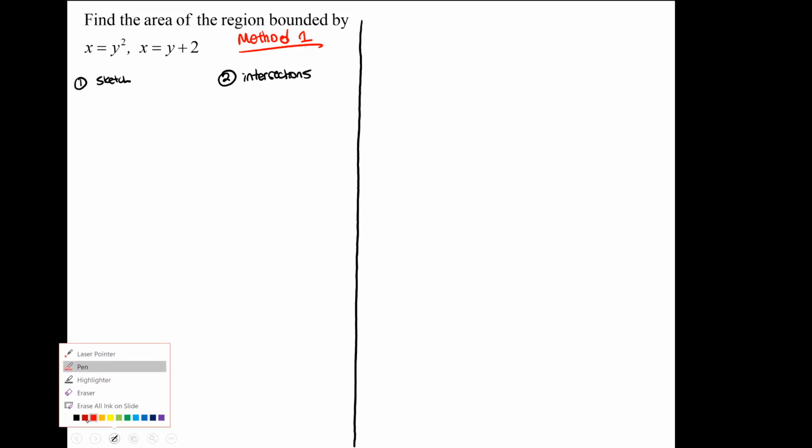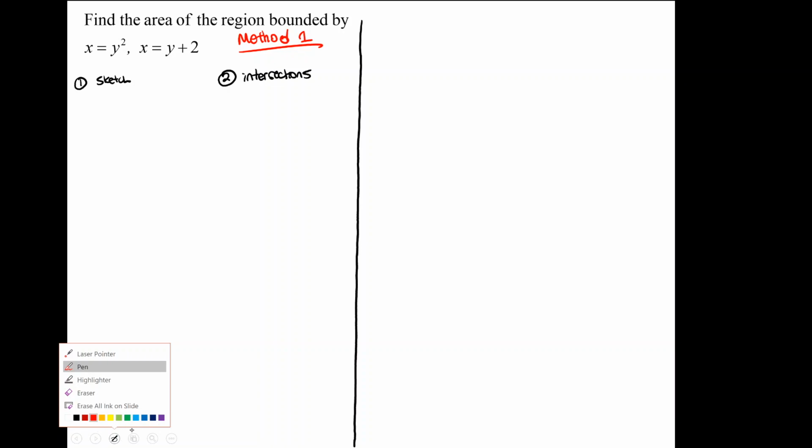Step 1, sketch. We're going to have to sketch sideways. Step 2, intersections. I should preface this by calling it method 1. The bad method. Won't let anyone tell me differently. This is the bad method. It treats the alphabet as if it's sacred, and it's not.